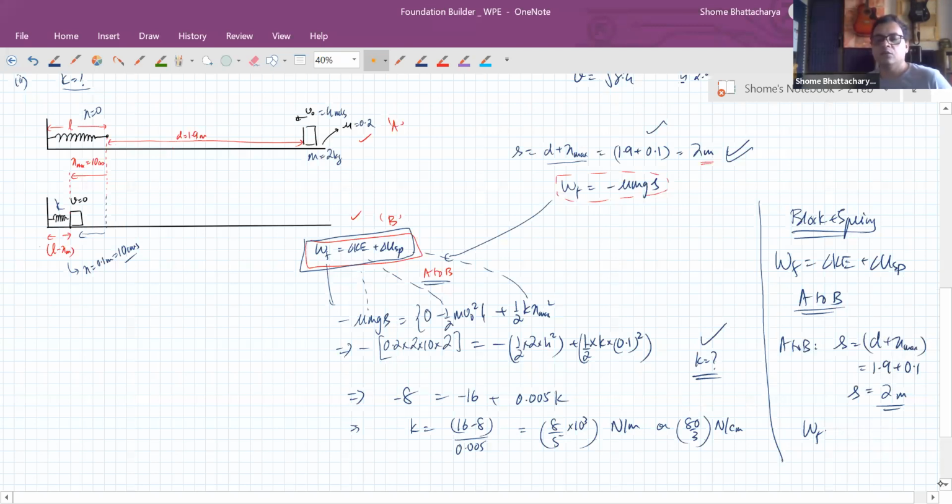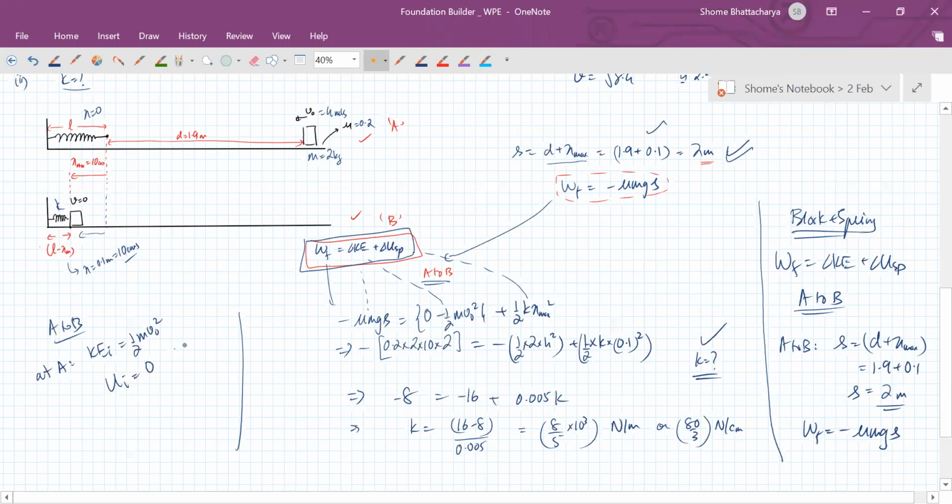Okay. Then on the right hand side, A to B, you can see that at A, what is the kinetic energy? The initial kinetic energy is half m v naught square. And what is the initial potential energy of the spring? Is 0 because x is equal to 0.